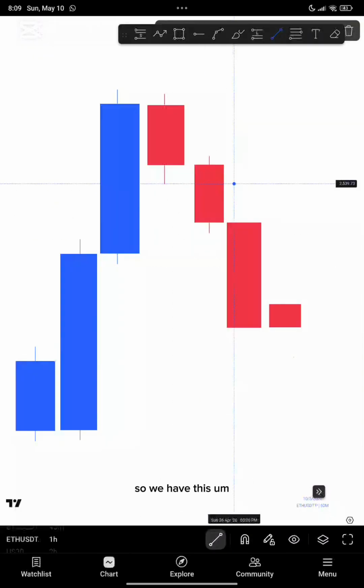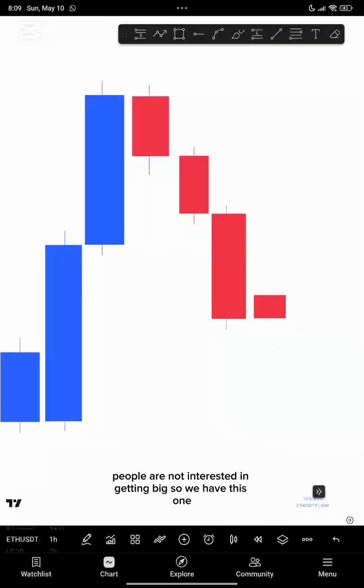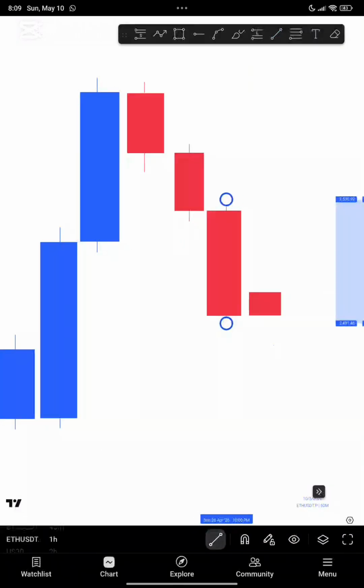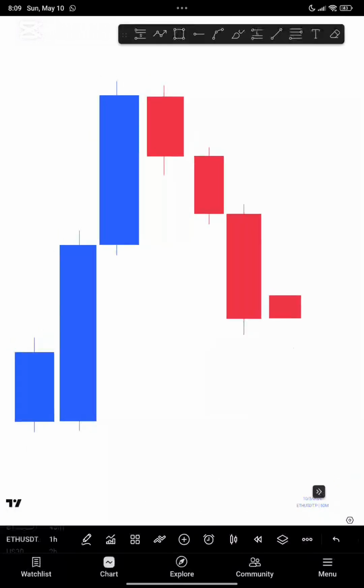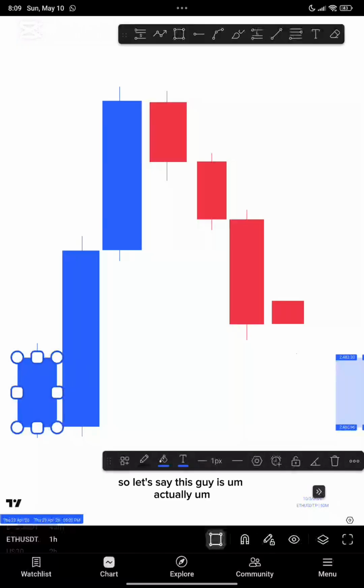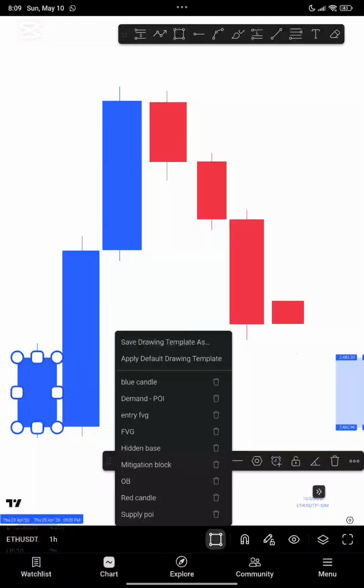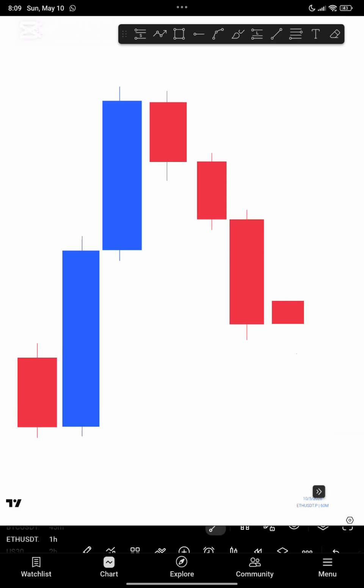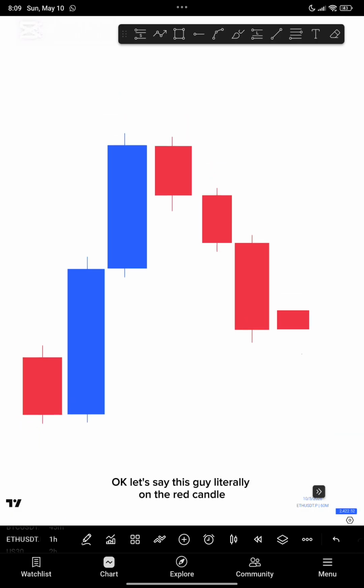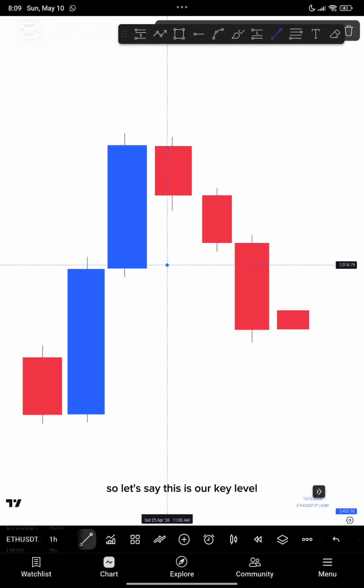So we have this guy. Well, so literally this guy would be our key level here. So let's say this guy is actually the red candle. Let's say this is our key level.